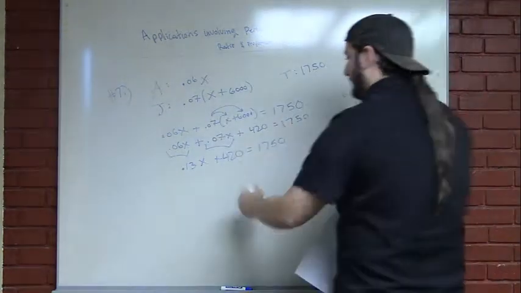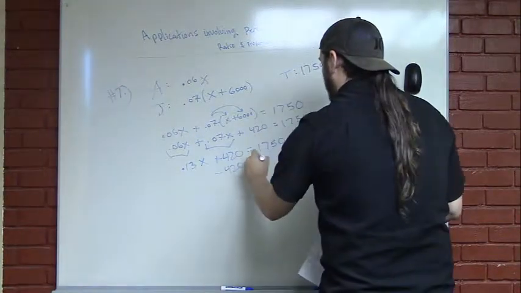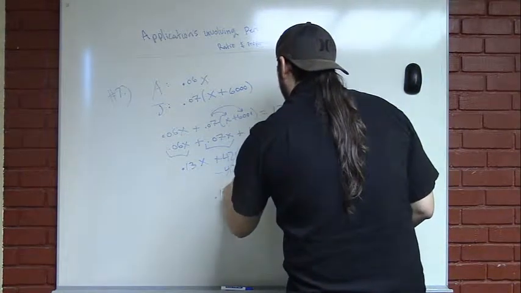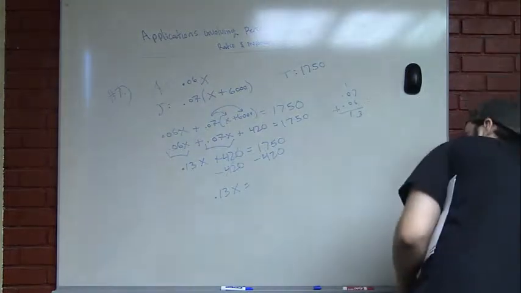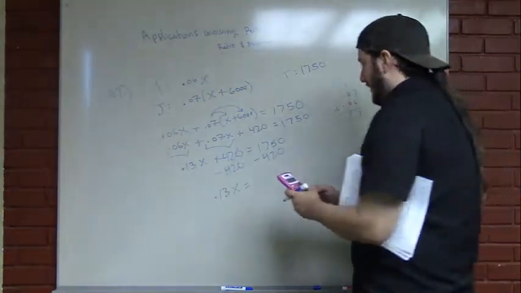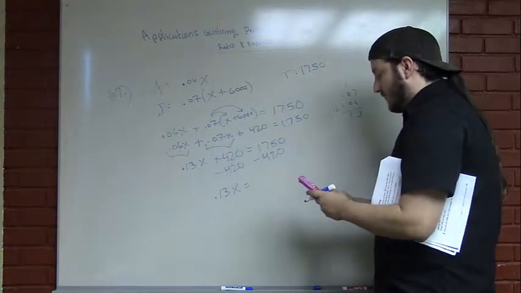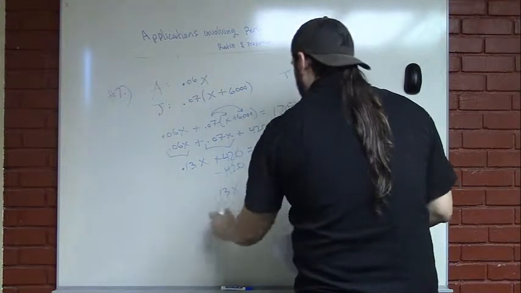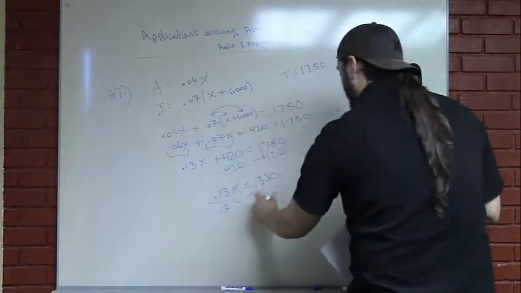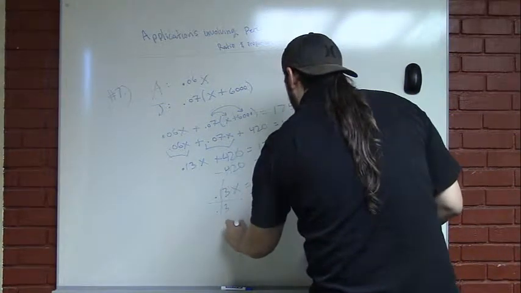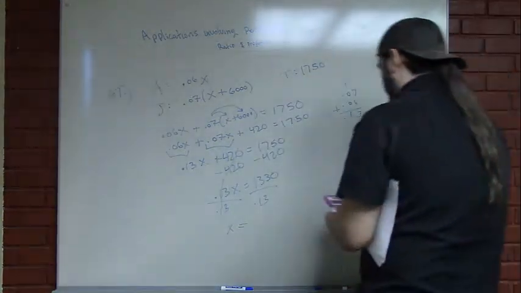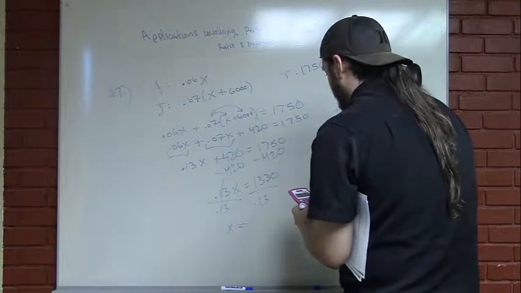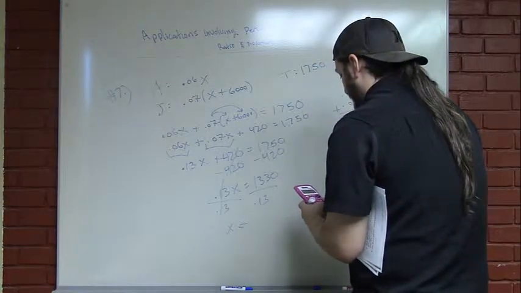Alright, so subtract 420. We got 0.13x equals, we got 1750, subtracting 420, we get 1330. Divide by your 0.13 over here. We get x equals, take that, divide by 0.13. Let's make sure that's right.